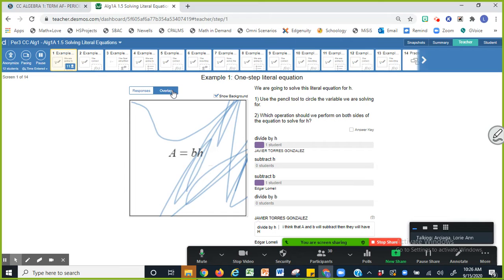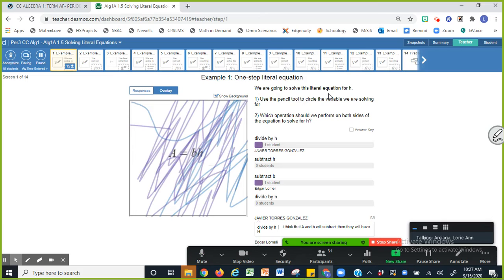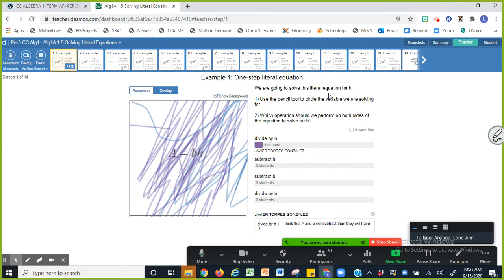All right, so the first equation is a one-step literal equation. We are going to solve this literal equation for h. So what do we mean by that? In the past few days, we've been working on solving equations, but we were solving for, let's say, x is equal to 5, x is equal to 2. So we're looking for the value of x that will make the equation true.